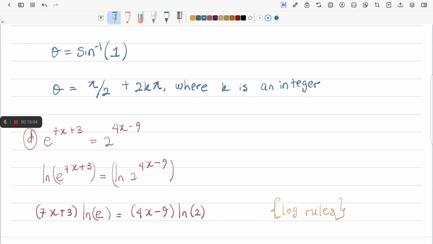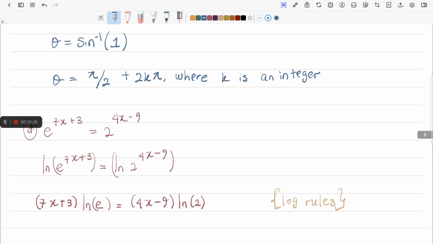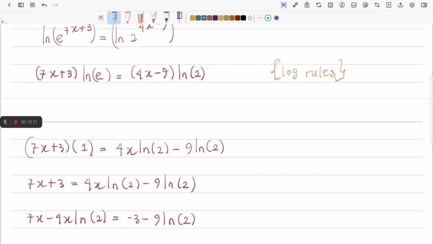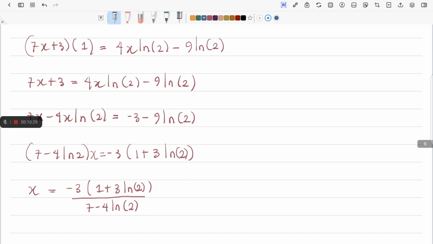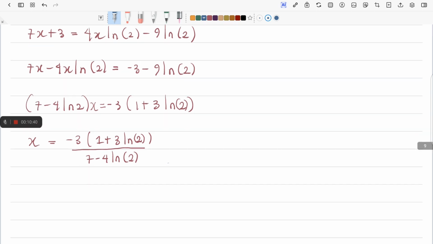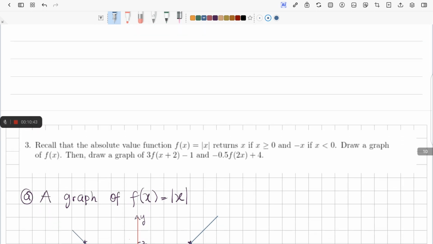Again, we take the natural logarithm of both sides, and then using logarithm rules, this can be written as 7x plus 3 natural log of e is equal to 4x minus 9 times the natural log of 2. And we collect like terms, so we bring the terms with x to the left and the constant terms to the right hand side of the equation. And now we are left with this. Then we divide both sides by the coefficient of x, which is 7 minus 4 ln 2, so that we have x is equal to this. So this is the solution to our equation.